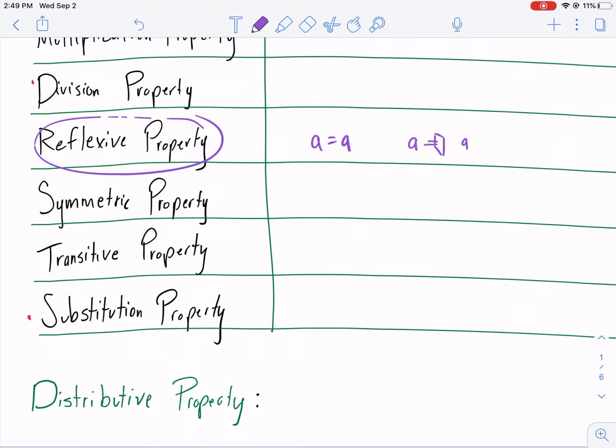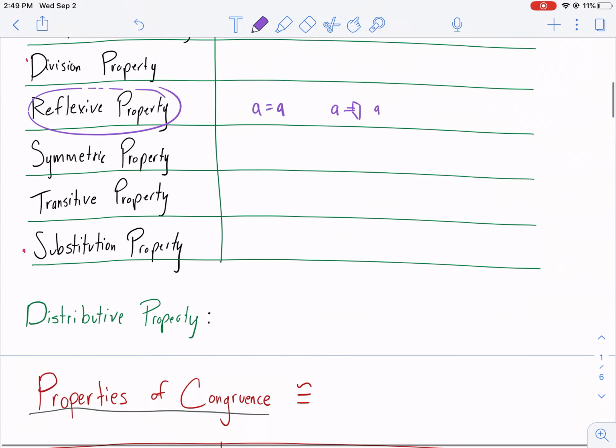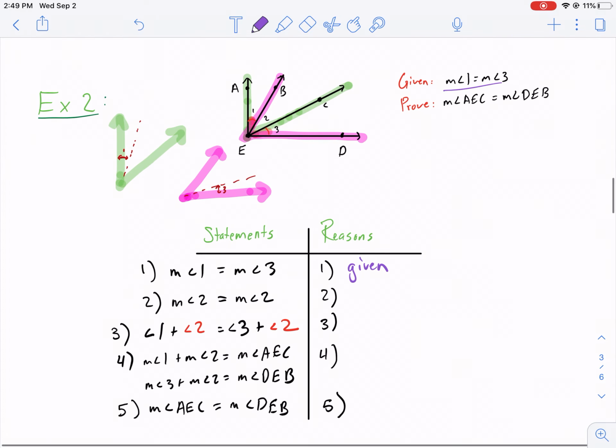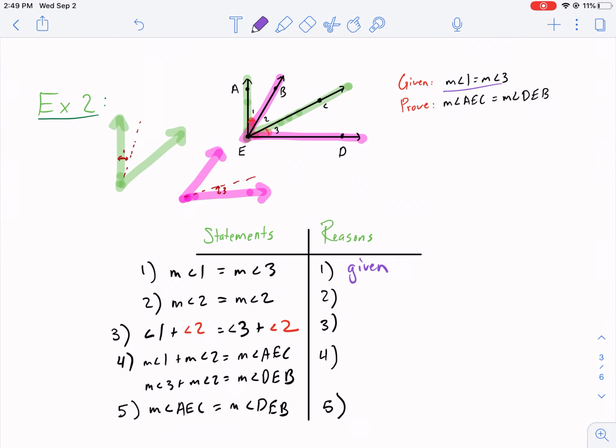A looks in the mirror, sees himself, reflective, okay? A equals A. In this case, measure of angle 2 equals measure of angle 2. So this is the reflexive property. Now, why do we even need to say that, though?